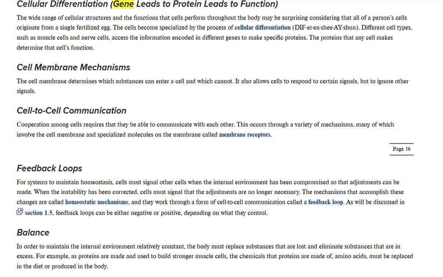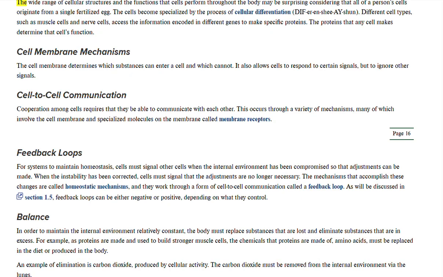Cellular differentiation: gene leads to protein leads to function. The wide range of cellular structures and the functions that cells perform throughout the body may be surprising considering that all of a person's cells originate from a single fertilized egg. The cells become specialized by the process of cellular differentiation. Different cell types, such as muscle cells and nerve cells, access the information encoded in different genes to make specific proteins. The proteins that any cell makes determine that cell's function.